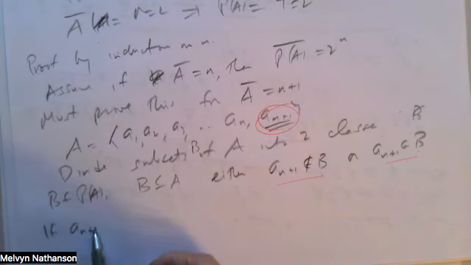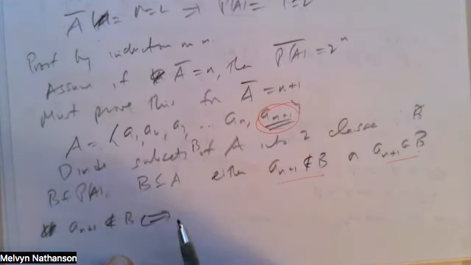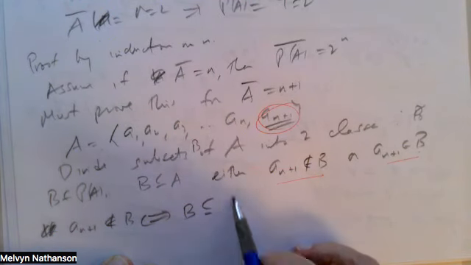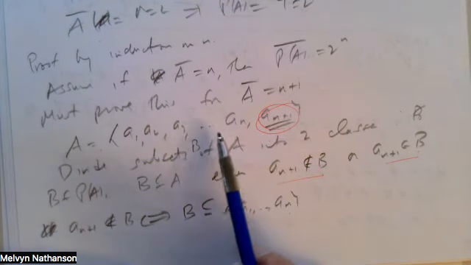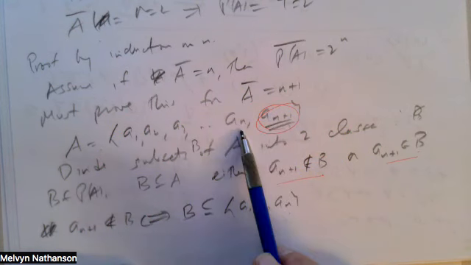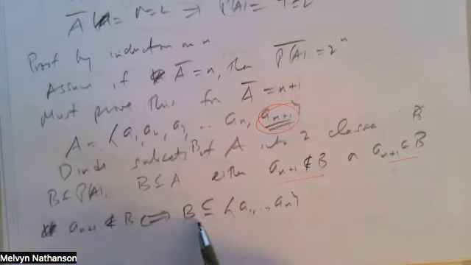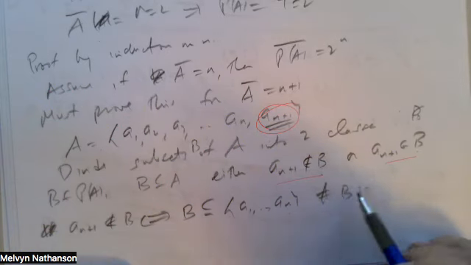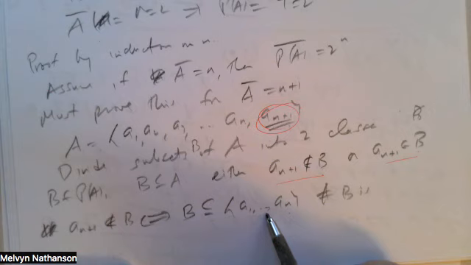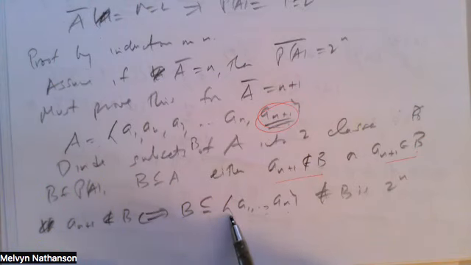A_{n+1} is not in B is the same as saying that B is a subset of just the first n elements. Because B is a subset but doesn't contain this, it has to be a subset of A_1 up to A_n. So A_{n+1} is not in B if and only if B is contained in this, and the number of such B is exactly the number of subsets of an n element set, which is 2 to the n. The number of subsets of A_1 up to A_n is 2 to the n. That's the induction hypothesis.